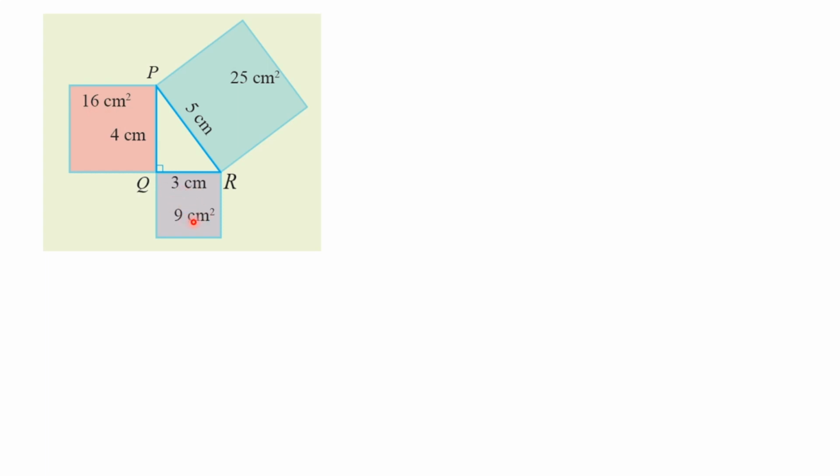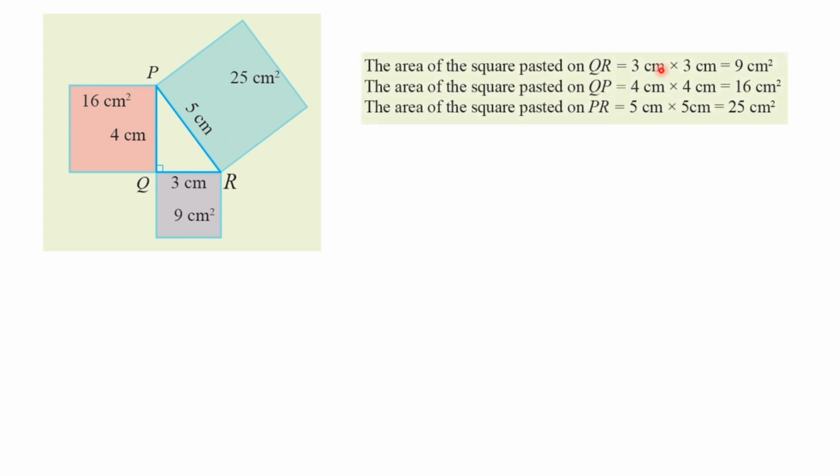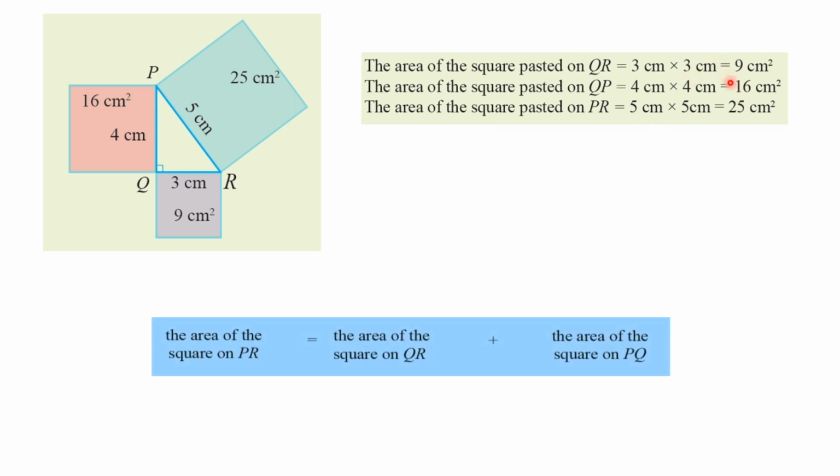If it is 3, this is 9. If it is 5, this is 25. You can check yourself. Then what they are telling: 9, 16, 25. If you add this 9 and 16, it's equal to 25. You can check. If you add these two squares, it is 25. Again I am going to explain the Pythagoras theorem.